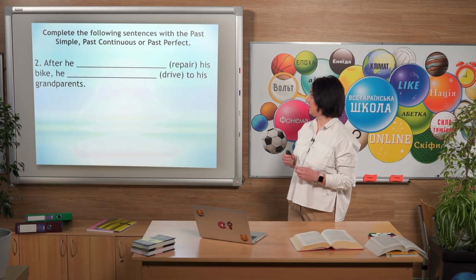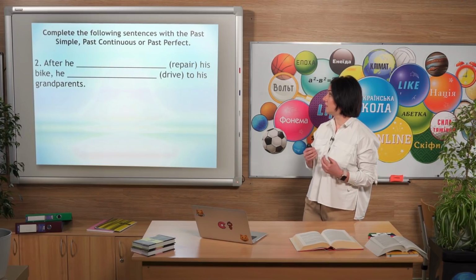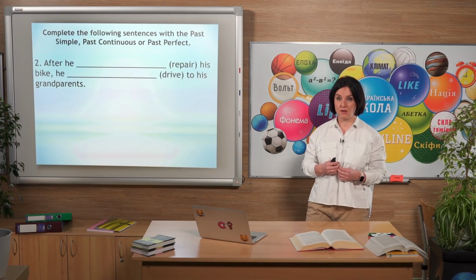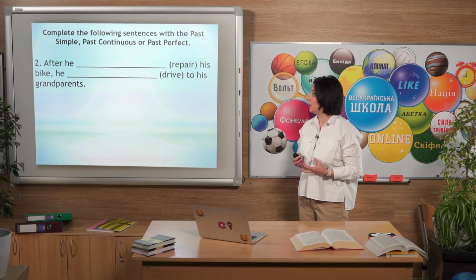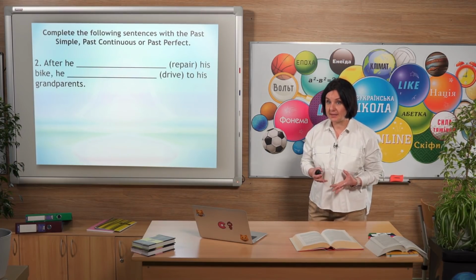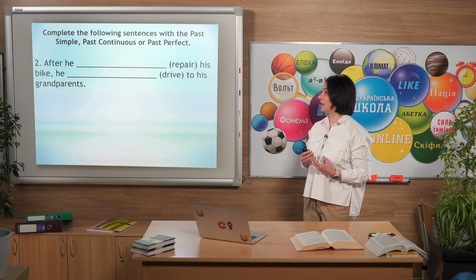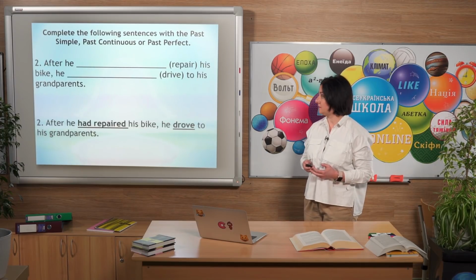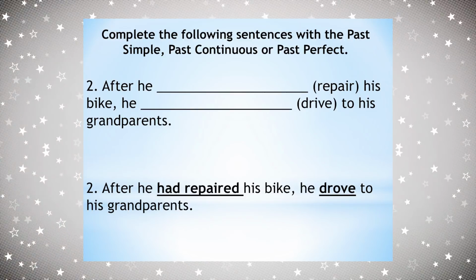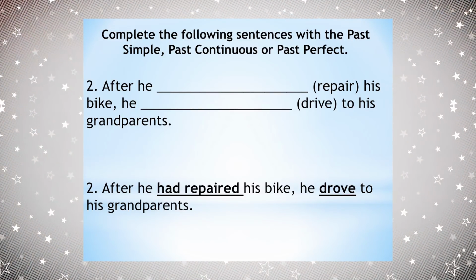After he repaired his bike, he drove to his grandparents. Could he drive on a broken bike? No. So here we have two actions. One happened after the other. So which one is the first one? Of course, he had to repair the bike. So he had repaired his bike, and then he drove to his grandparents. Check the answer, please. After he had repaired his bike, he drove to his grandparents.